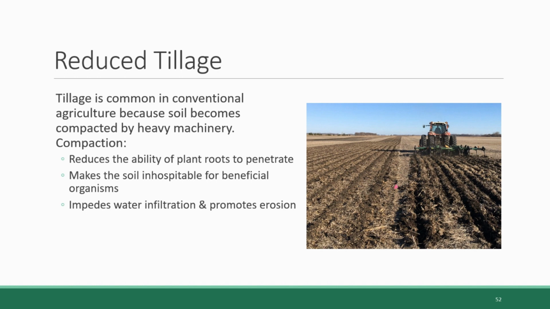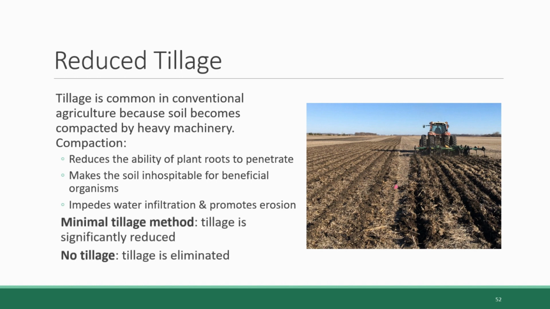So, in alternative agriculture, tillage can either be reduced in what's called a minimal tillage method or completely eliminated in what's called a no tillage method. And these methods aren't appropriate for all soil types, but when done properly, they can lead to improved soil health and greater productivity.